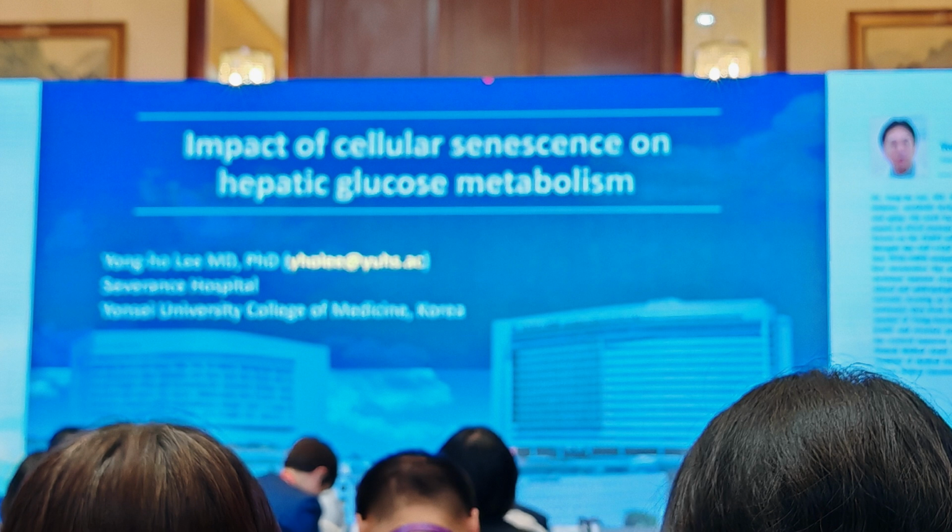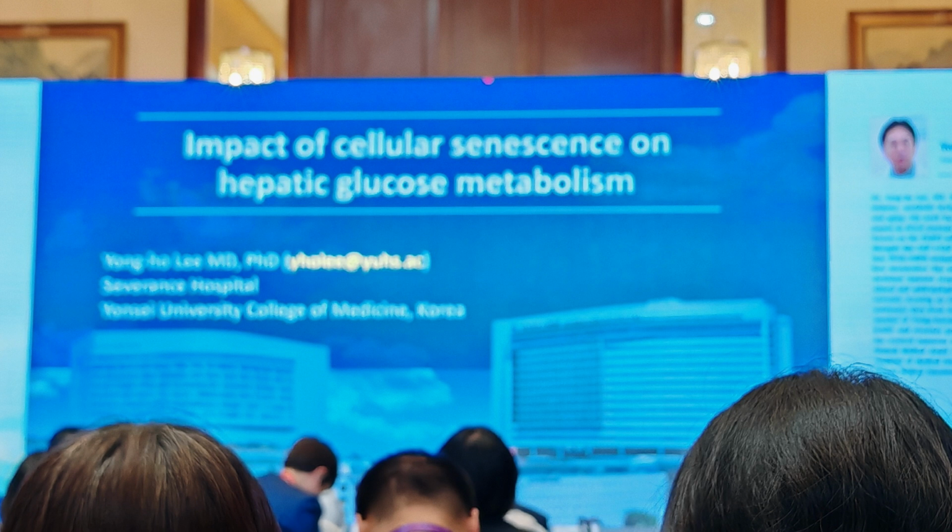So we also confirmed decreased SREBP expression in the senescent liver in the mouse model and the hepatocyte model. And also, when we overexpress SREBP1C in those models, the expression is reversed, indicating that SREBP1C is also involved in this kind of mechanism.